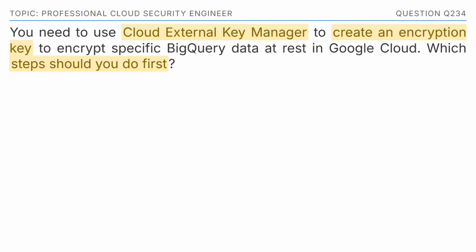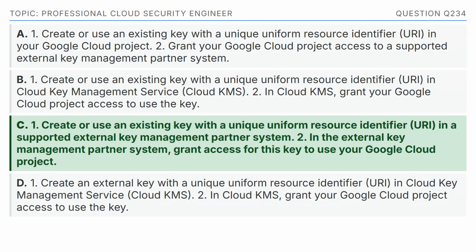To arrive at the correct answer, we focus on the keywords: Cloud External Key Manager, create an encryption key. Which steps should you do first? The correct answer is option C, 1. Create or use an existing key with a unique Uniform Resource Identifier (URI) in a supported external key management partner system. 2. In the external key management partner system, grant access for this key to use your Google Cloud project.